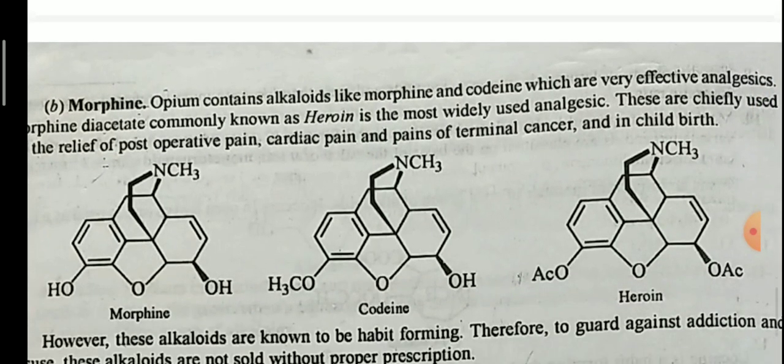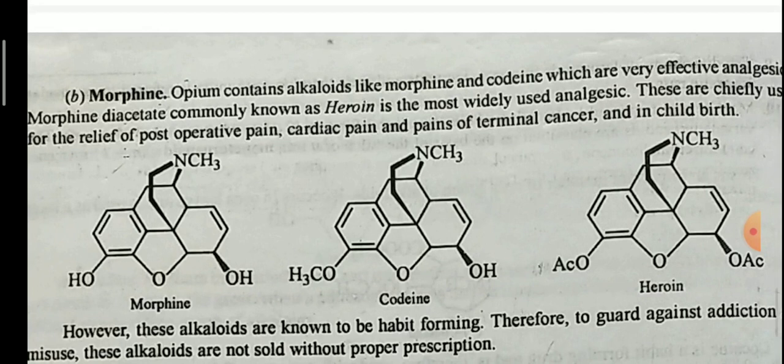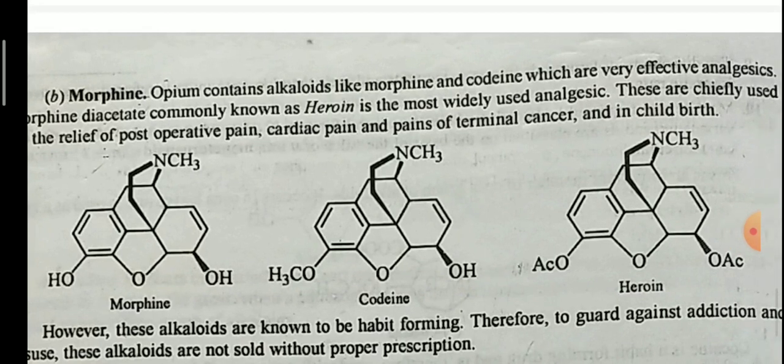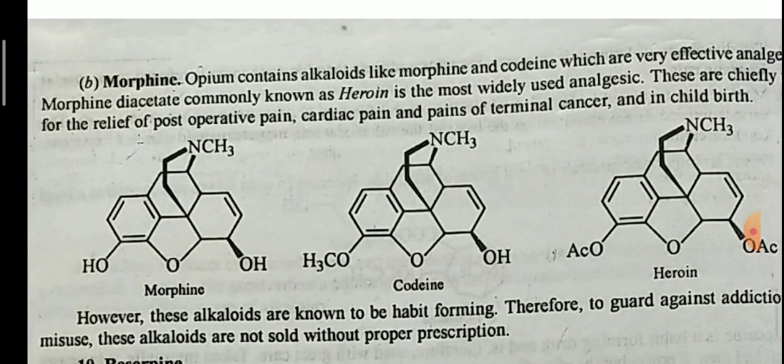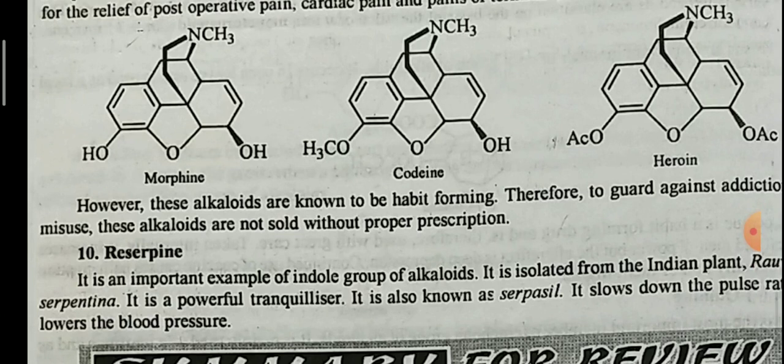Morphine. Opium contains alkaloids like morphine and codeine, which are very effective analgesics. Morphine diacetate, commonly known as heroin, is a widely used analgesic. These are chiefly used for the relief of post-operative pain, cardiac pain, and pains of terminal cancer and in childbirth. However, these alkaloids are known to be habit-forming. Therefore, to guard against addiction and misuse, these alkaloids are not sold without proper prescription.